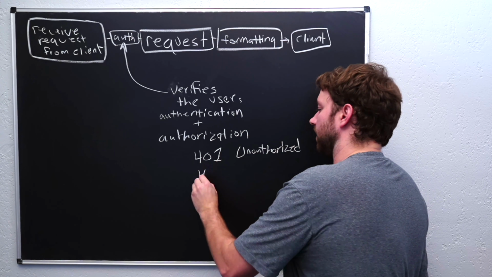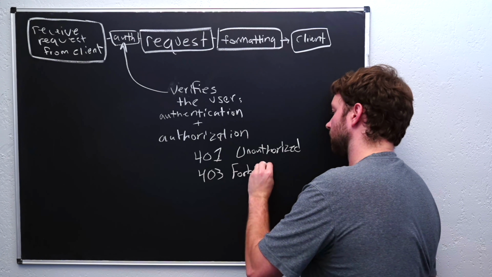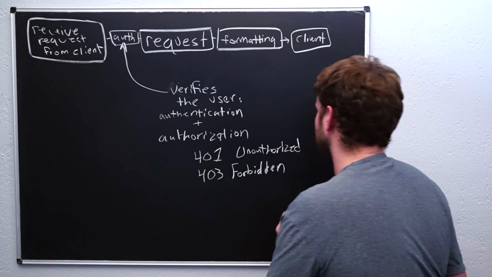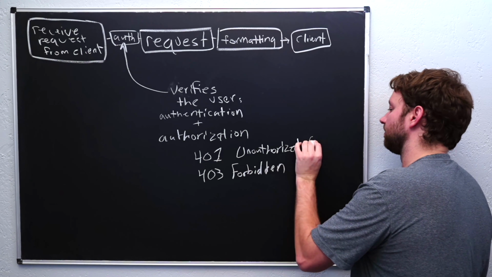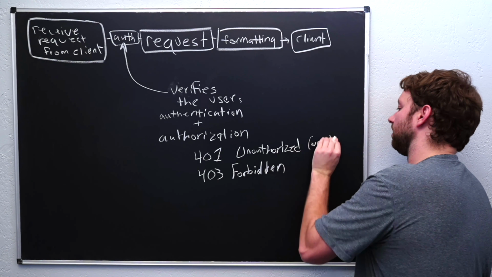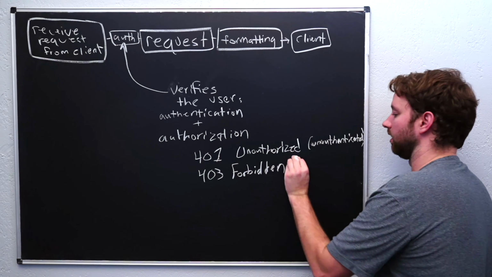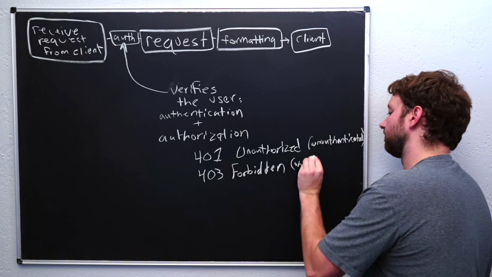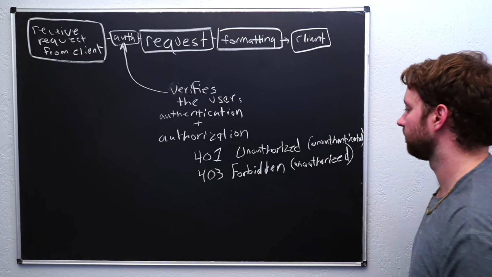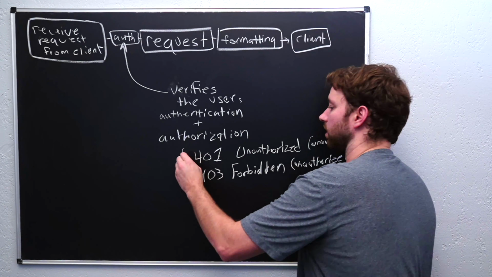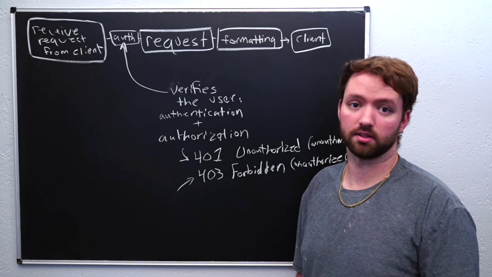So don't let that trick you. And then there's a 403, forbidden, which is really the unauthorized. So this is unauthenticated. Can't even fit that in there. And then this is unauthorized. So you can almost think of these as backwards. So we'll get a 401 when the user needs to log in, and then a 403 if they're trying to do something that they're not supposed to be doing.